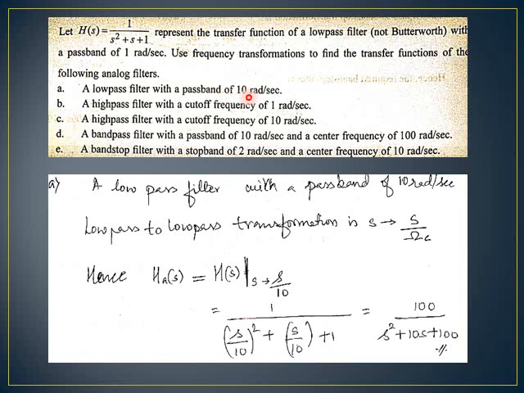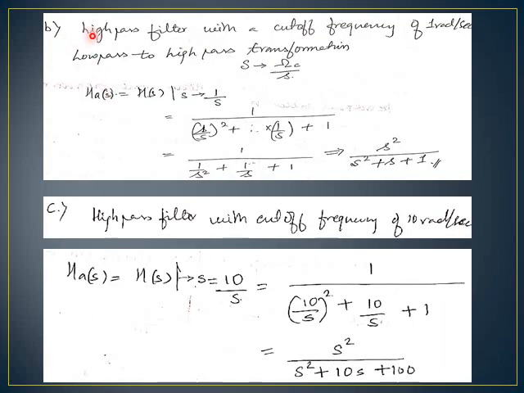Pass band omega p is equal to omega c for a low pass filter. Substitute the value of omega c as 10, and substitute s by s by 10 in the transfer function H(s), and we get the answer as 100 divided by s square plus 10s plus 100.